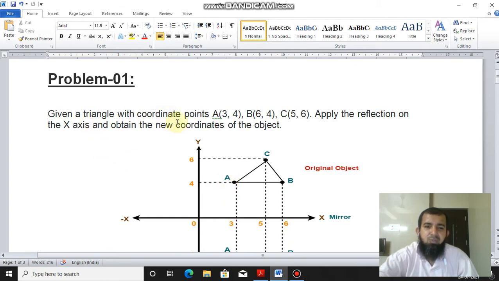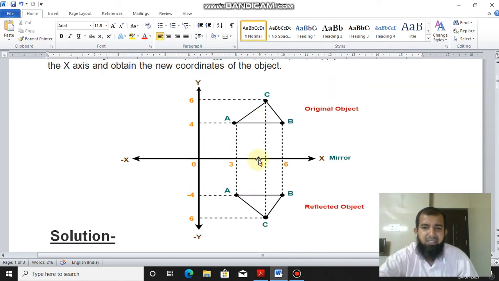Given a triangle with coordinate points A (3, 4), B (6, 4), and C (5, 6). Apply the reflection on the x-axis and obtain the new coordinates of the object. You have to apply the reflection on the x-axis. Okay, this is the result. After reflection you get this diagonal here.